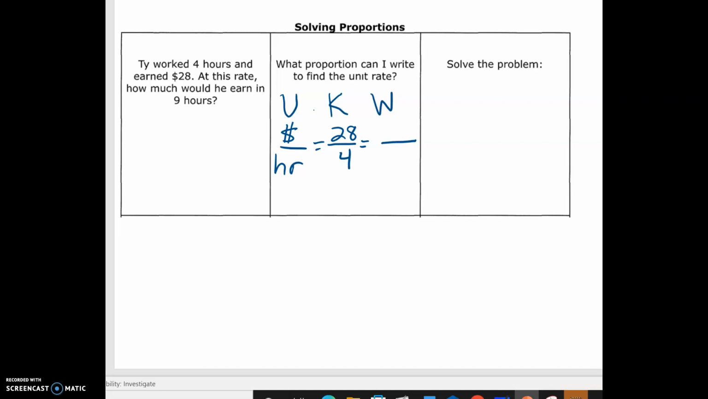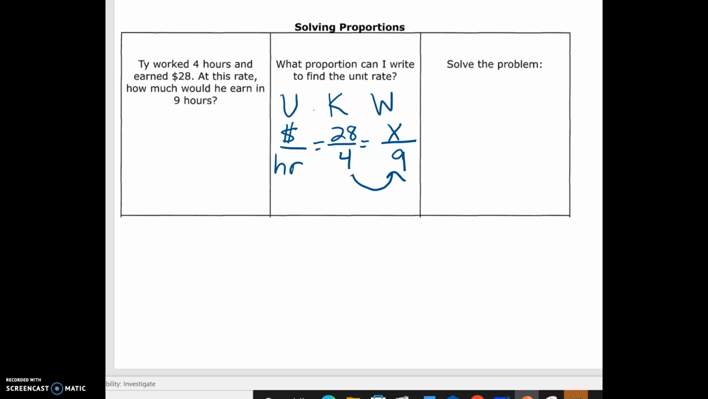But what we don't know, well, let's fill in what we know on the end. We do know the 9 hours, but we don't know how much money, so that's where we put our variable. We don't know how much money it would be for 9 hours. So let's go ahead and try to find our pattern. If I'm looking at 4 to 9, I don't see a pattern there. So sometimes you might have to simplify first and then see if there's a pattern.